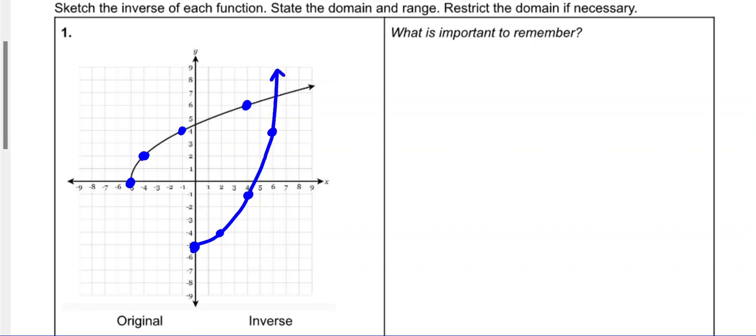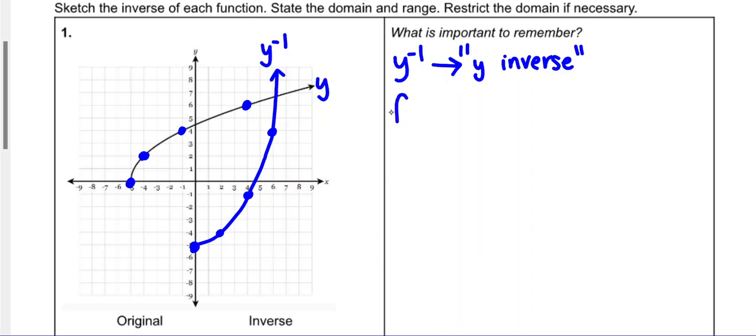So we can label, let's say that this first one is y, then this is y inverse. Let's add that to our important to remember. Y inverse, and then let's write how we would say that. So that is not a -1 exponent, it is read as y inverse. F inverse looks like this. So different notations, but same idea. F inverse.